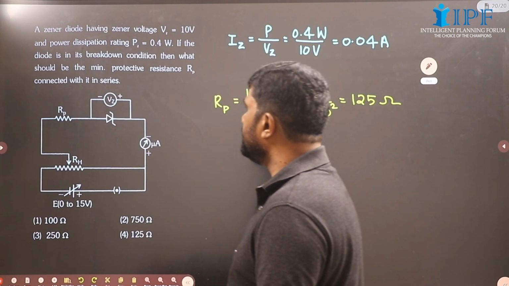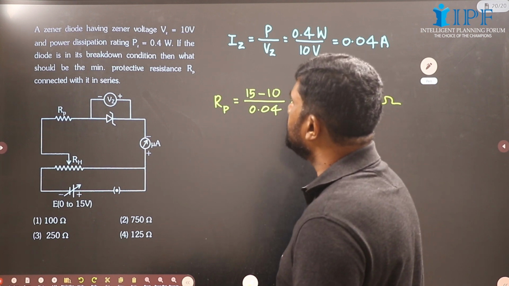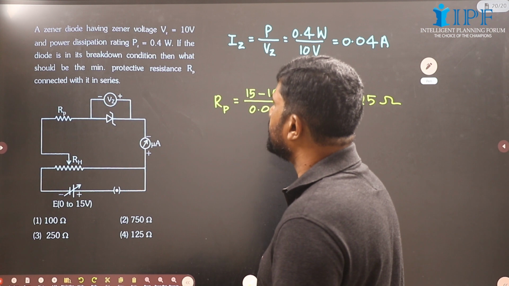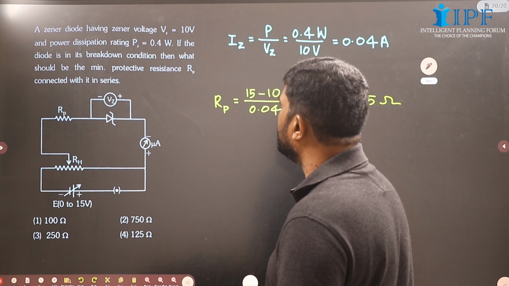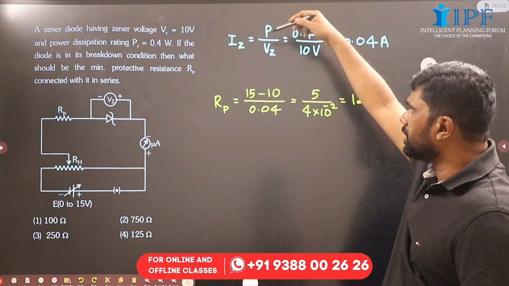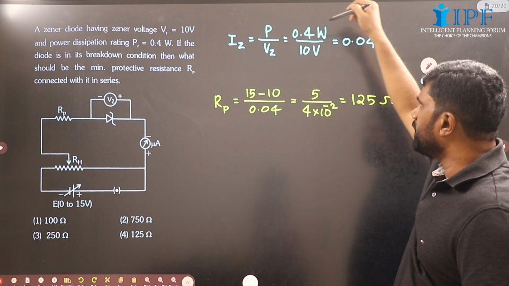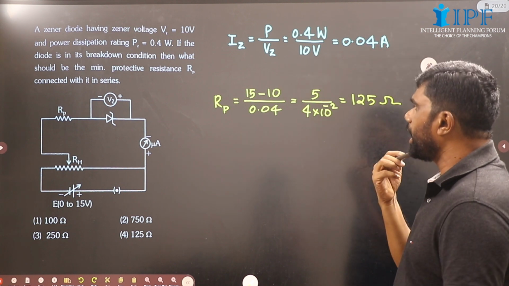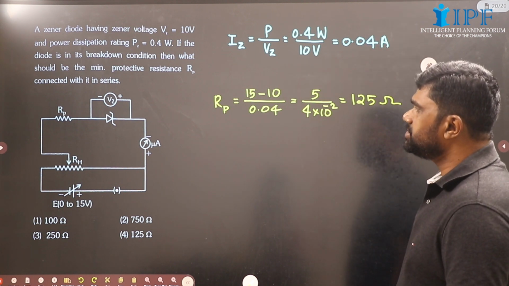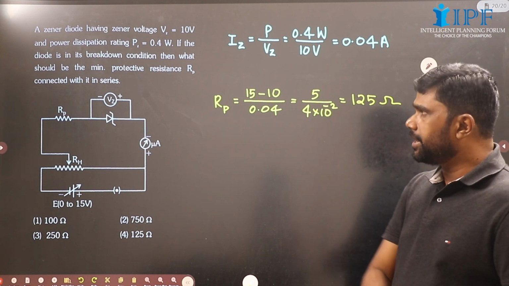Now let's see, we have a Zener diode having Zener voltage Vz equal to 10 volt and power dissipation Pz equal to 0.4 watts. So we can find the Zener current through the Zener diode, that is power divided by voltage, that is 0.04 ampere. 0.04 ampere is the current through the Zener diode.